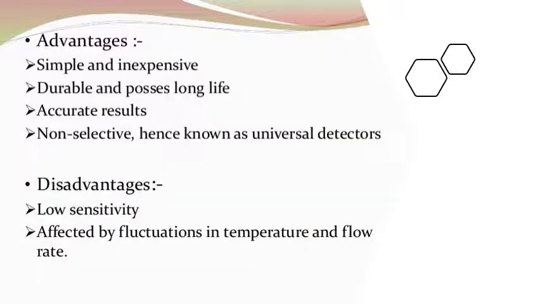What are the advantages and disadvantages of the TCD? The TCD is a simple and inexpensive detector. It is durable and possesses a long life. It produces accurate results. It is non-selective, hence it is known as a universal detector. The limitation is low sensitivity, that is 10 to the power minus 9 gram, and it is affected by fluctuation in the temperature and the flow rate.